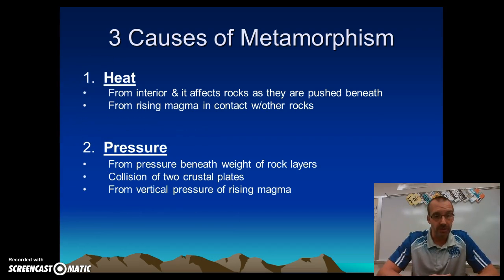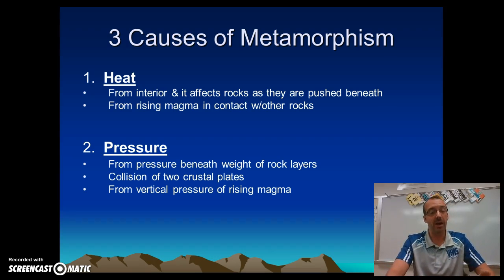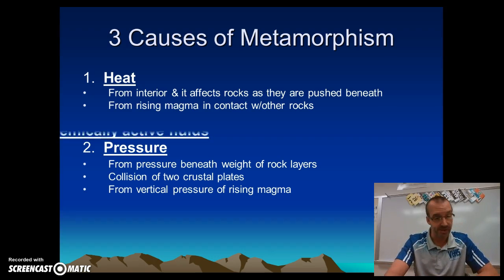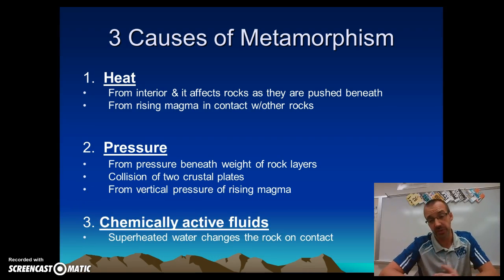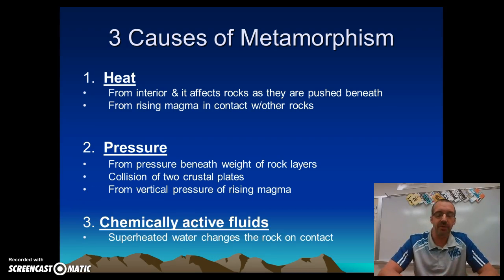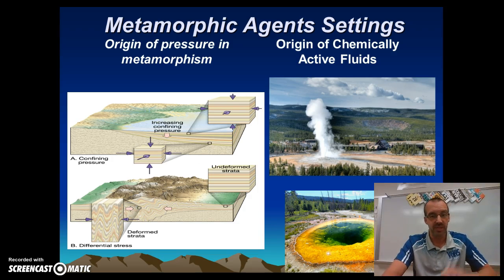Then pressure is required. That pressure can come from the weight of rocks that lie above, or it can come from the collision of two crustal plates, and that rising magma can apply pressures to the rocks that are above it. Then we have chemically active fluids. Most of the time, those chemically active fluids are very, very hot water. And I'll show you a couple of environments where we see that.